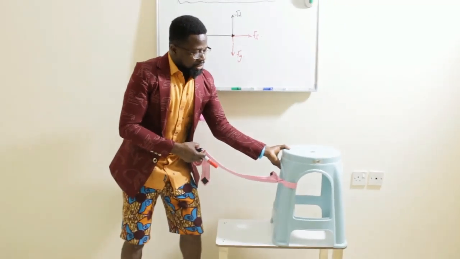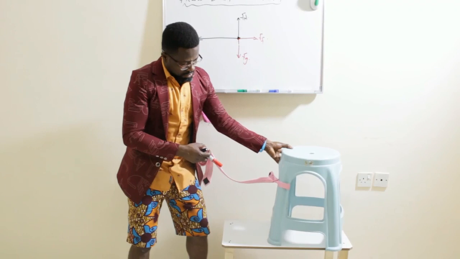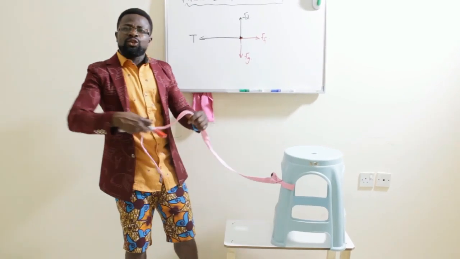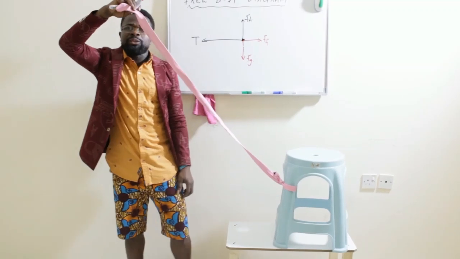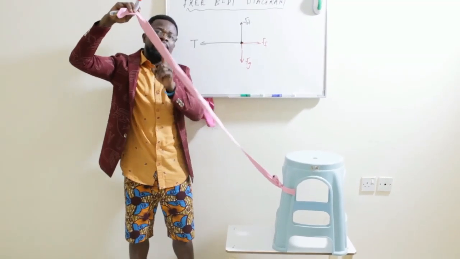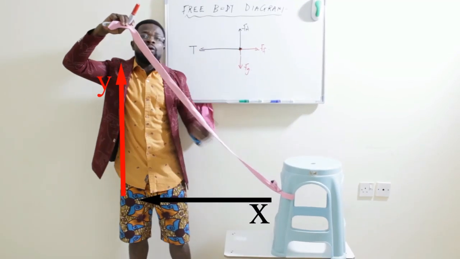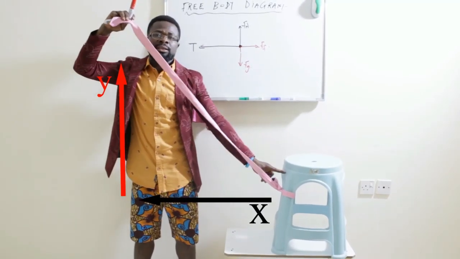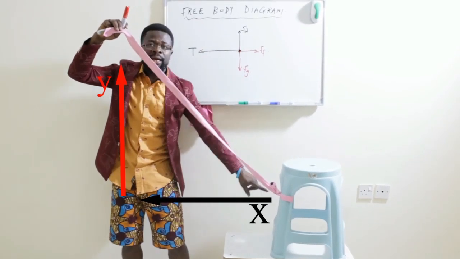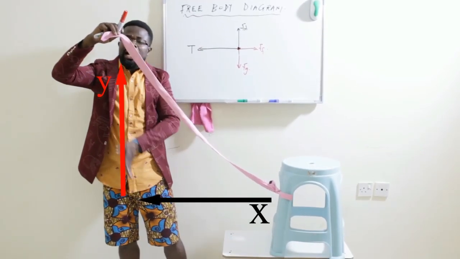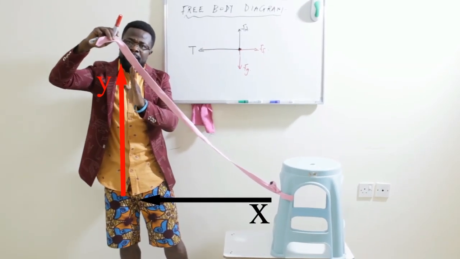If I place this object again here, and I decide to apply this force in this direction, which means that the force now is at a certain angle, which means this force is having two components. It's having the horizontal component, which is the X component, and the vertical component, which is the Y component for this force that is applied.